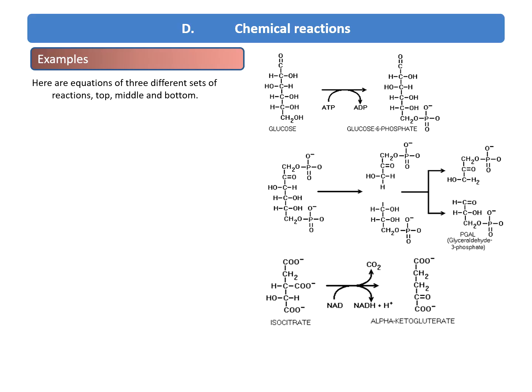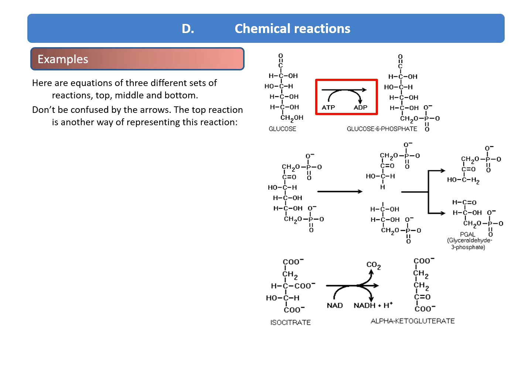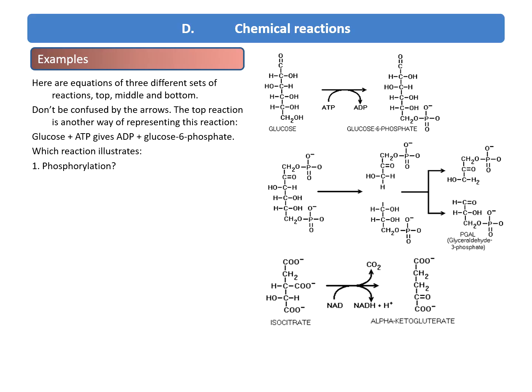Here are equations of 3 different sets of reactions. Don't be confused by the arrows. The reaction is another way of representing this reaction. Glucose plus ATP gives ADP plus glucose 6-phosphate. Which reaction illustrates phosphorylation? Top reaction. ATP gives up a phosphate to the glucose to form glucose 6-phosphate.